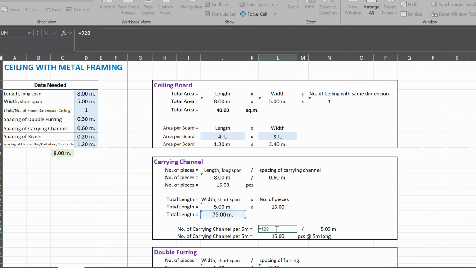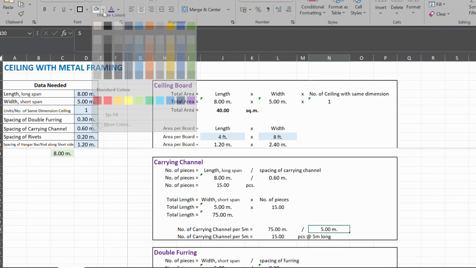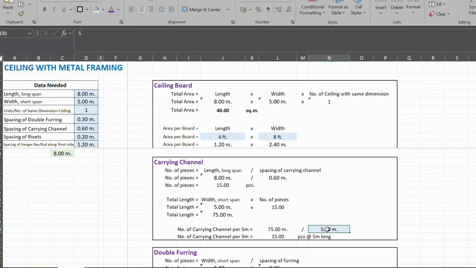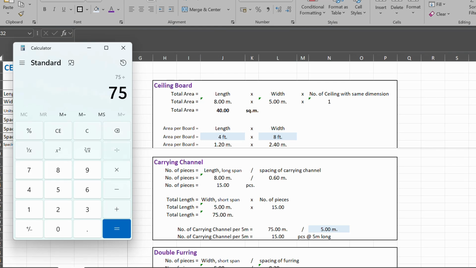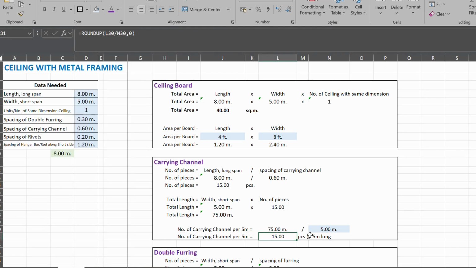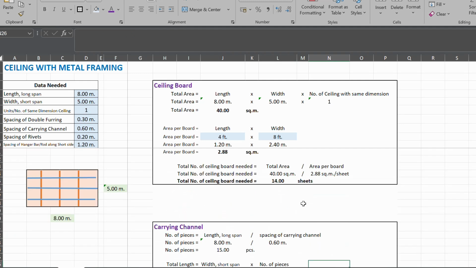So 75 divided by 5 or whatever, you can use your own commercial length here. For this example, 5. So 75 divided by 5 and rounded up is 15. So 15 pieces at 5 meters long. So this is now the answer for our carrying channel. Yun, we are done with the orange.